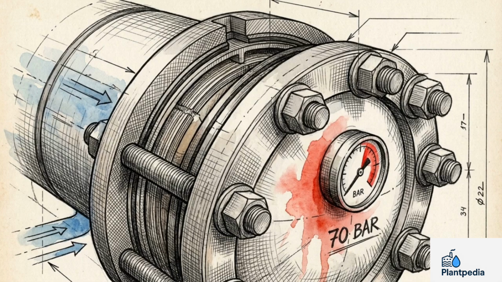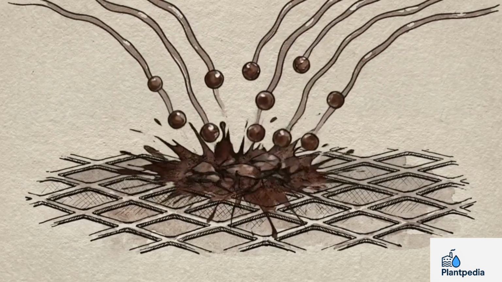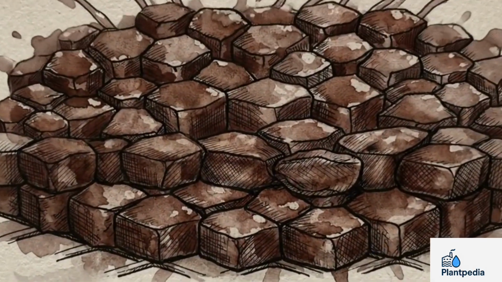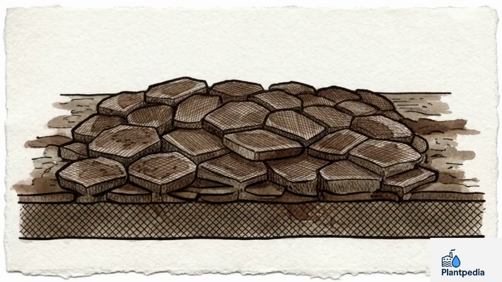Now, look at the lead elements of a seawater system operating at 70 bar with the exact same water. The extreme forward thrust changes the physics of impact. Particles violently deform, crushing together and embedding deep into the pores of the thin film layer. This mechanism is called inelastic cake compaction. It is a state of irreversible particulate fouling.